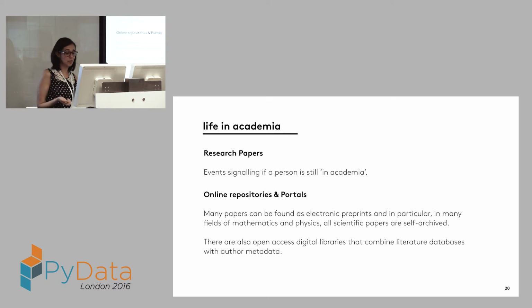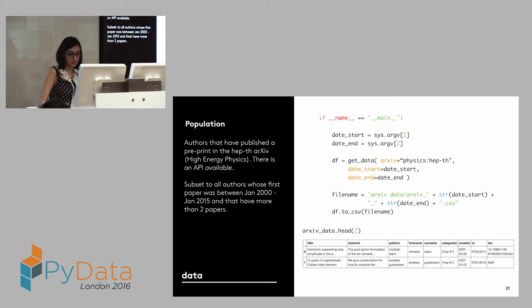And now we have online repositories and portals. Many papers can be found as electronic preprints, and in particular in many fields of mathematics and physics, all scientific papers are self-archived. So if I pick an area where they all publish papers as preprints online, I'll be able to piece back the lifetimes of individuals that are continuously publishing because they're academics. There are also open access digital libraries that combine literature databases with author metadata. So I could potentially also get additional covariates in terms of affiliations, where they're publishing their papers, whether they do this with other people, where these people are, in which institutions they are, etc. So it's a very, very rich database.